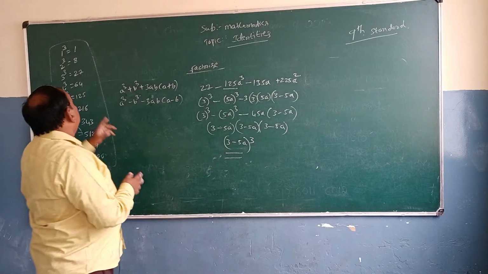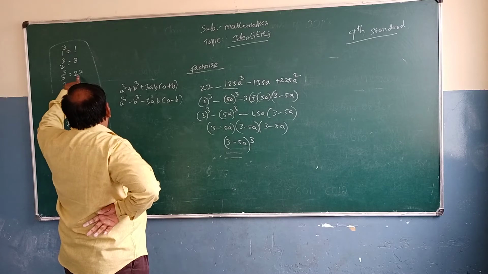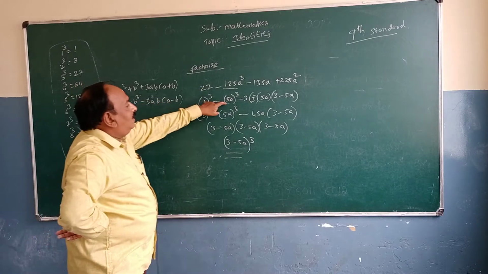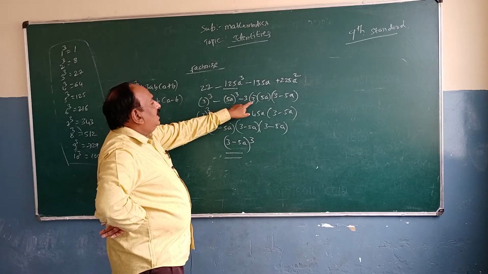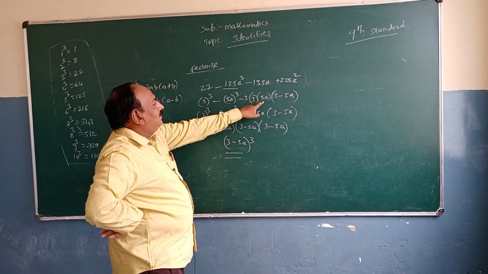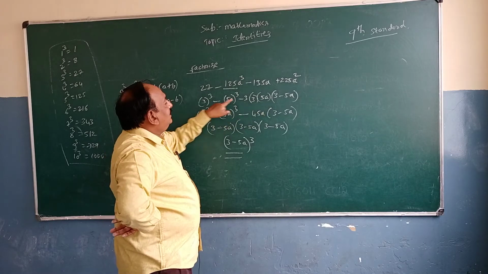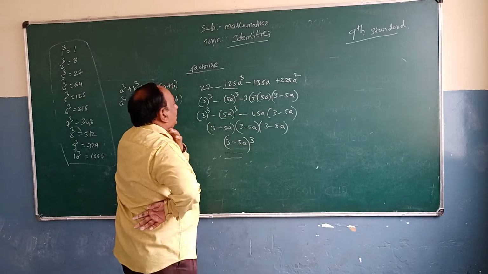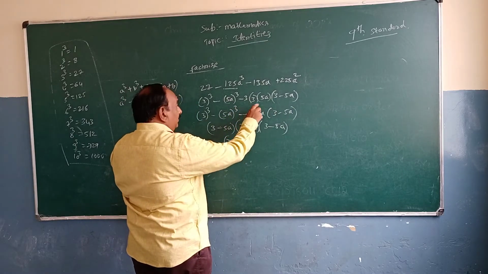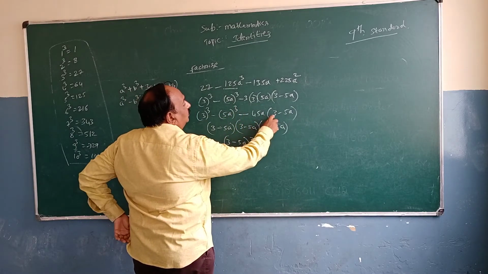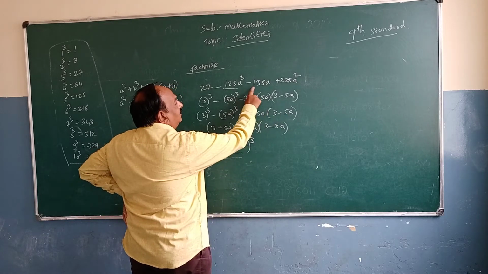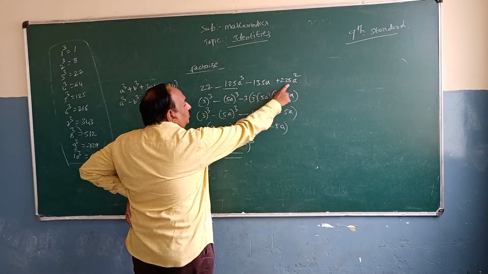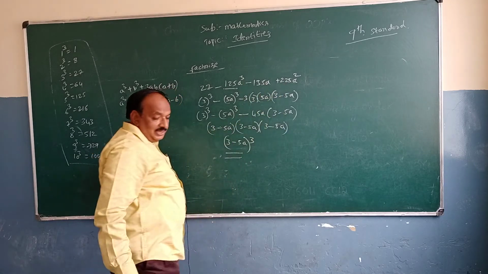Once again, the cube root of 27 is 3 whole cube. Cube root of 125 is 5a whole cube. 3 into ab, a is 3, b is 5a. This is the formula, that is a cube minus b cube minus 3ab into a minus b. 3 3s are 9, 9 5s are 45a into 3 minus 5a. 45 3s are 135, minus into minus plus, 45 5s are 225, a into a square.